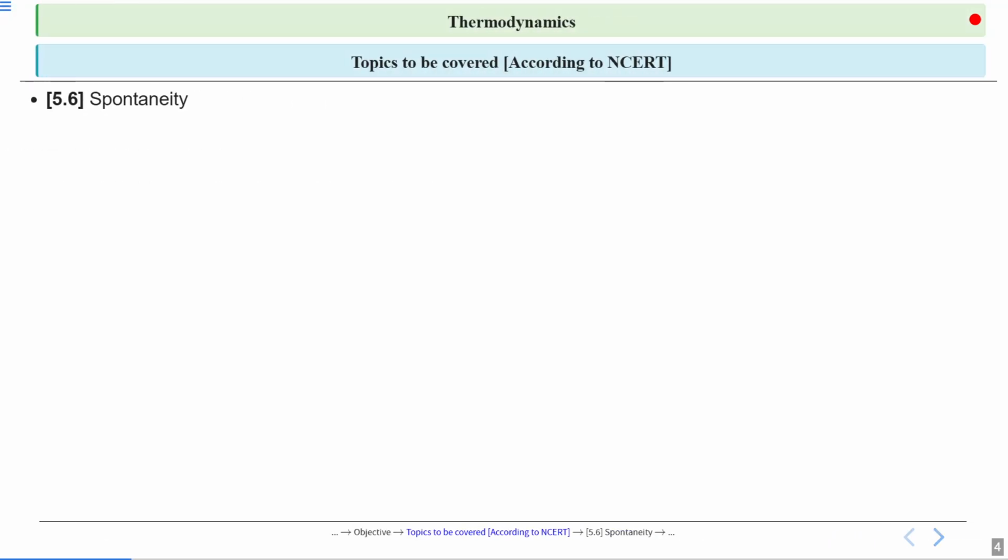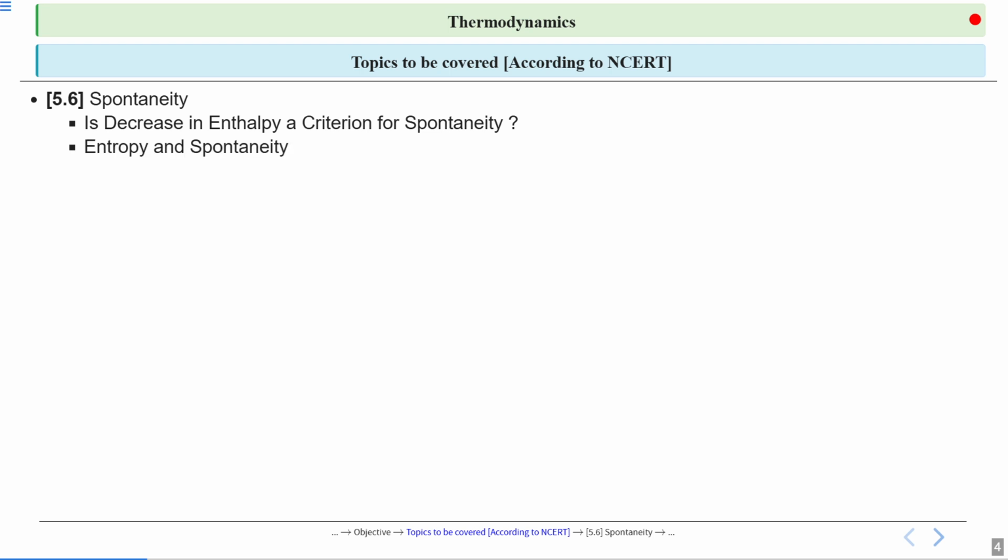So the first topic, according to the NCERT, will be spontaneity. Then in that we will see whether enthalpy is a criterion for spontaneity or not. We will check it with different conditions. If it is good, then we'll go on with enthalpy. So the conclusion will be that enthalpy will not work for the description of spontaneity. So we'll have to define a new state function, which is entropy.